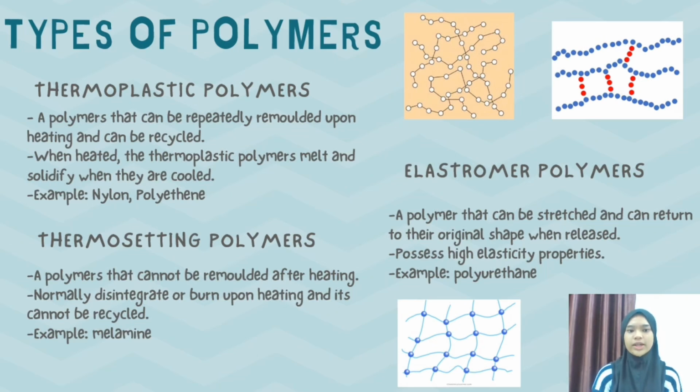Okay, the second one is thermosetting polymers. Unlike thermoplastics, these cannot be remolded or reshaped after heating, and they also cannot be recycled. For example, melamine. The third one is elastomer polymers. These polymers have high elasticity, meaning they can stretch and return to their original shape, such as polyurethane. Polyurethane is one example of an elastomer polymer that is used in making rubber and tires.